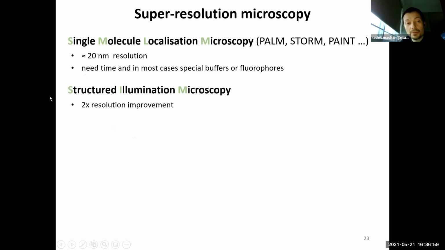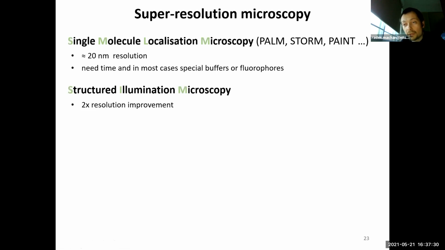Another approach is structured illumination microscopy. These two approaches can be done on one of the microscopes in Celsi, the microscope called ELIRA from Zeiss. Structured illumination microscopy is easier to do, doesn't really require a special sample, only you need to have quite bright fluorescence, but it only gives you about 2 times resolution improvement.